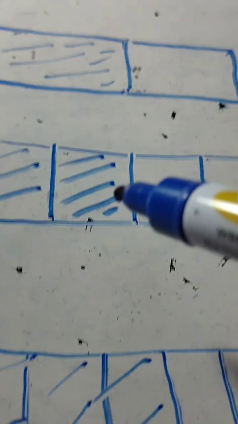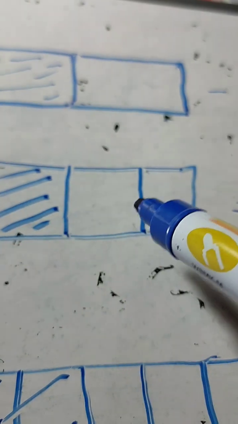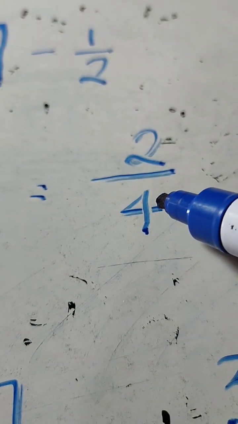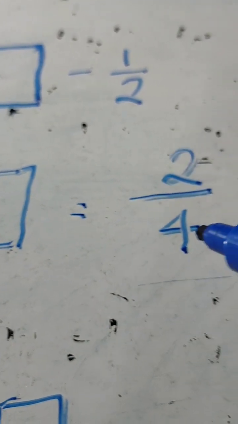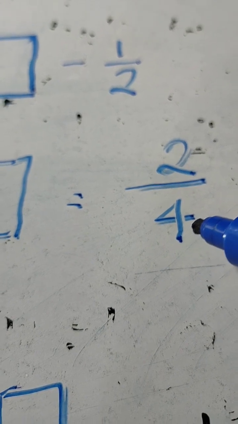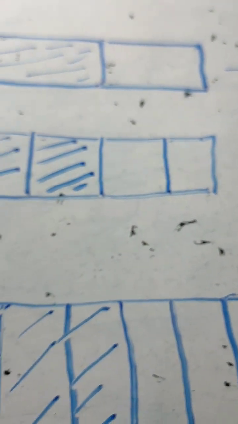So how many subdivisions here all in all before I shaded? 1, 2, 3, 4. So I have 4 here as our denominator. How many are shaded? There are 2. So 2/4 is the name of the fraction.